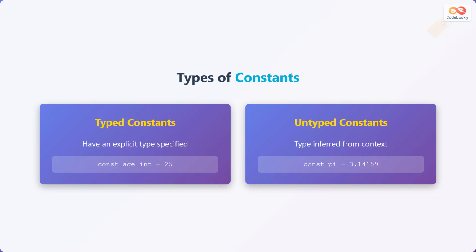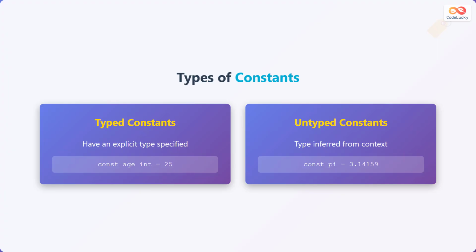Constants in Go can be either typed or untyped. Typed constants have an explicit type specified, just like variables. For example, const age int = 25. Here we are explicitly specifying that the constant age is of type integer.